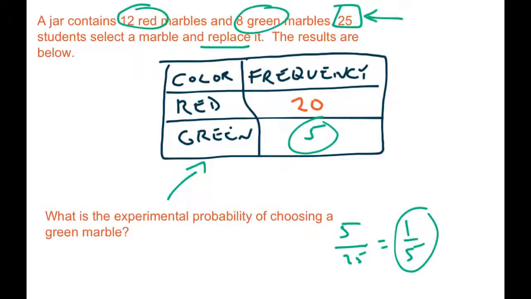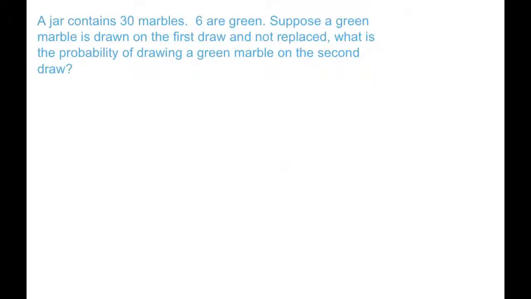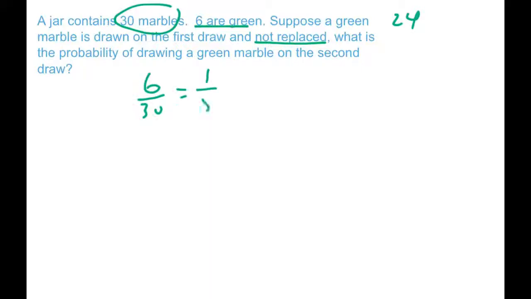Okay, experimental table. The jar contains 30 marbles, 6 are green. Suppose a green marble is drawn on the first draw, not replaced. What is the probability of drawing a green marble on the second draw? And once again, important stuff. 30 marbles, 6 are green. That's going to mean that 24 are a different color. We're not replacing. Alright, so if I took a green marble the first time, that would be 6 out of 30, which is 1/5. Okay, but it says the second time.